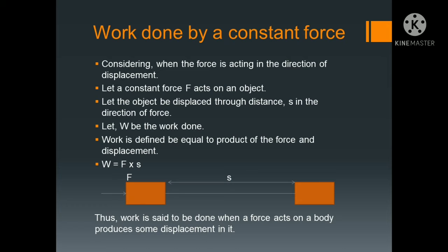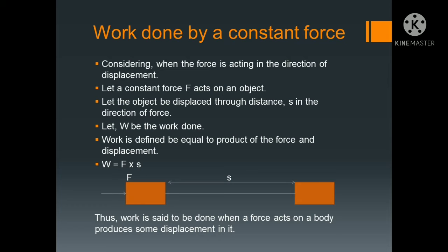Let a constant force F act on an object. Now see in the figure below, one orange color block is there, and force F is given. This is a constant force, and you will displace the object from that position to another position. Now let the object be displaced through distance s, in the direction of the force. From the left side to the right side, the box is displaced. So here W will be the work done.